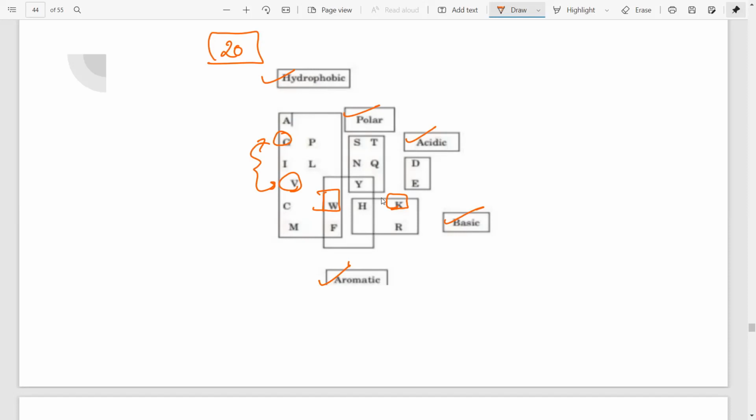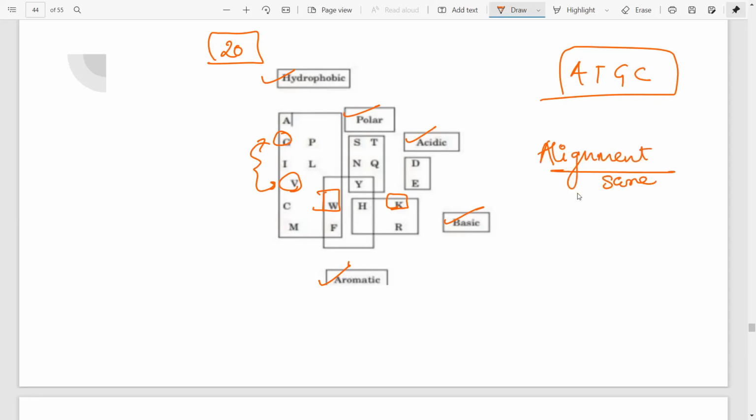So for amino acids, unlike DNA, these things have to be quantitated. For DNA, just because we have ATGC, there is no question of having a similar sequence, right? Whereas in amino acids, that is a possibility. And therefore, that has to be taken into account while you are calculating the alignment score. So let us see how these things are taken into account.